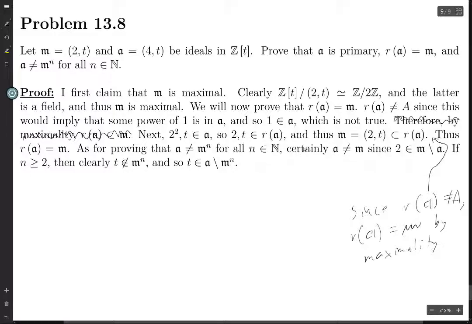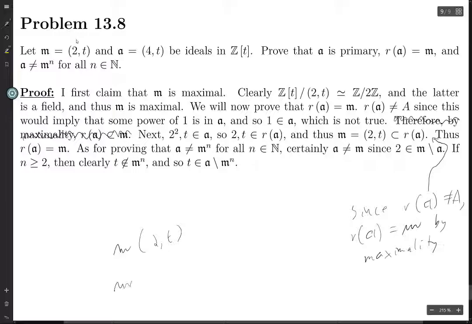Certainly a is not equal to m, since 2 is in m but it's not in a. So then suppose you choose some n greater than or equal to 2. Then t cannot be in m to the n. Because if you look at m to the n, what could something in m to the n possibly look like? Well, if you just look at m to the 2, let's see here, m is generated by 2 and t.